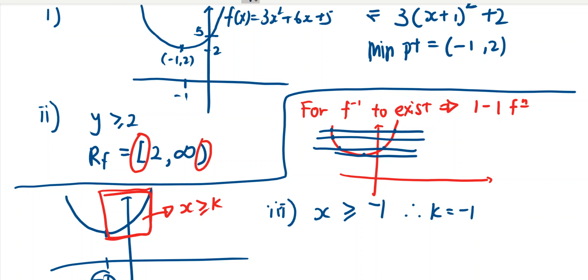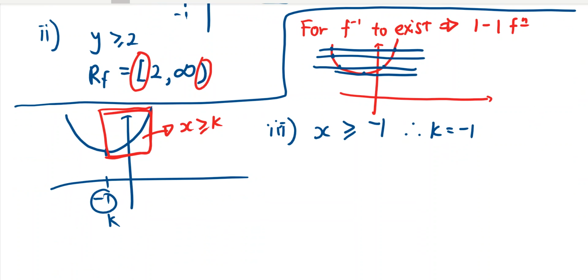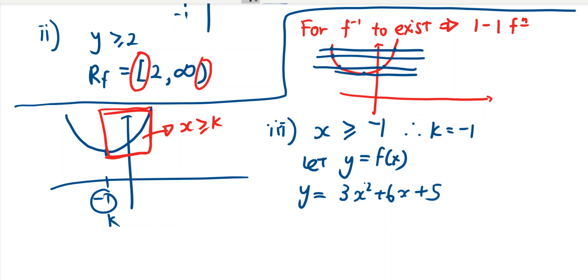So this is for part 3, and the next part is they ask you to find the f inverse. If you can remember, to find f inverse, we must first let y be equal to f(x), which means y is equal to 3x squared plus 6x plus 5. Now, what must we do? We have to make x the subject.